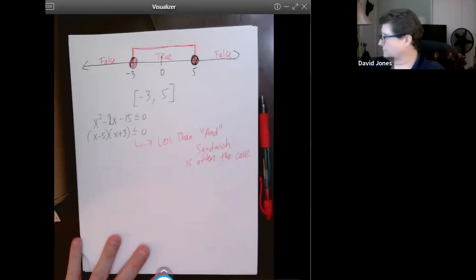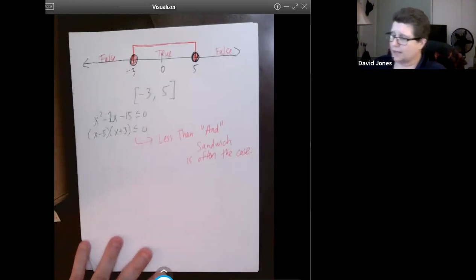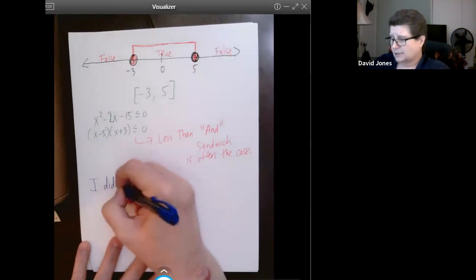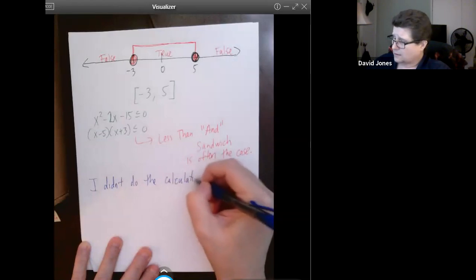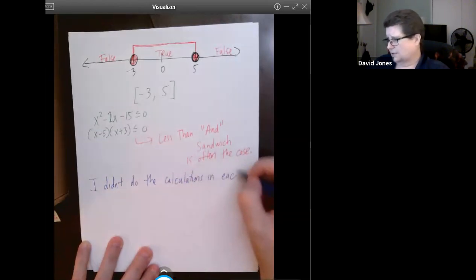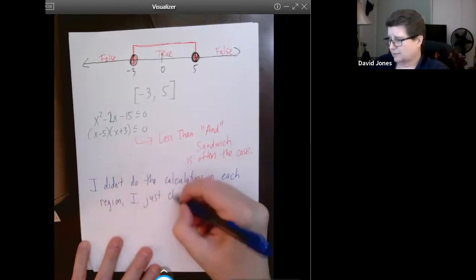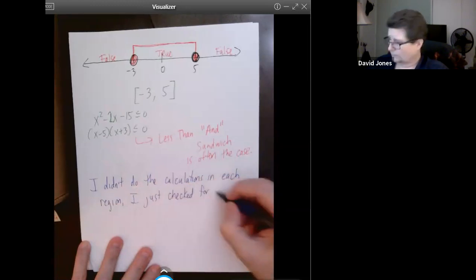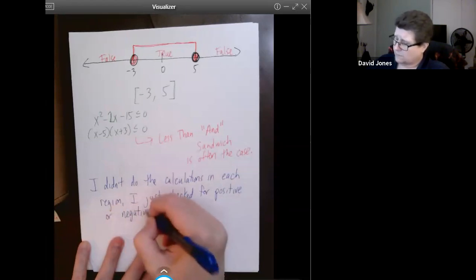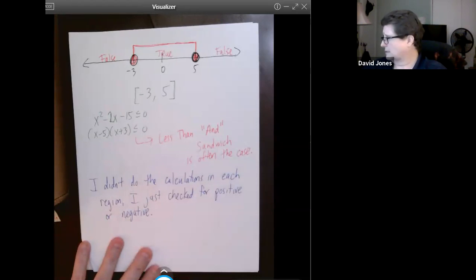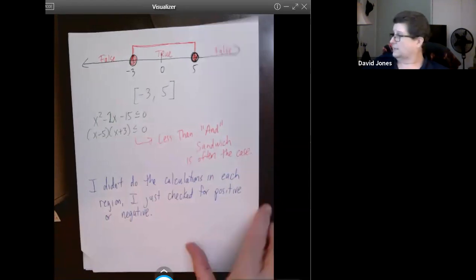Ready for another one? So let's just write down our pro tip there. I didn't do the calculations in each region. I just checked for positive or negative. I'll apply that principle again on the next one. Let's do it again.